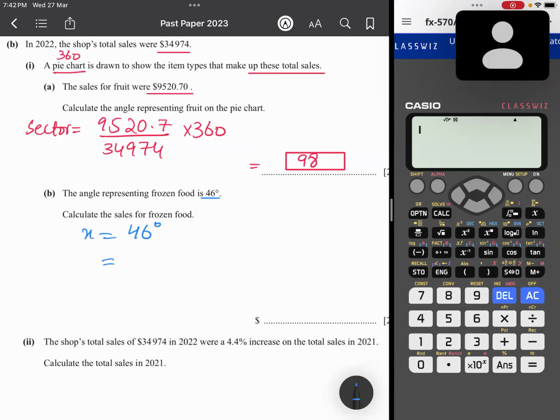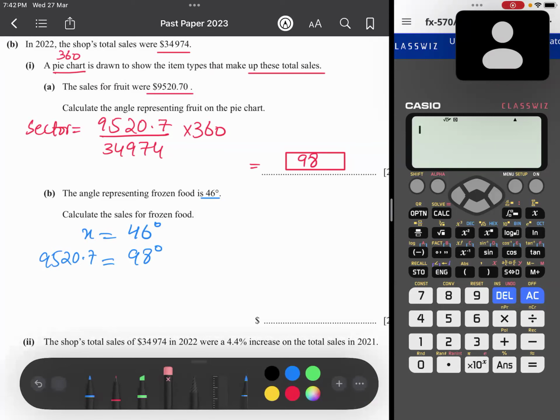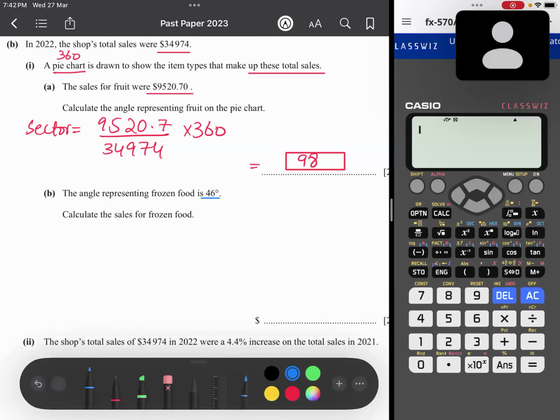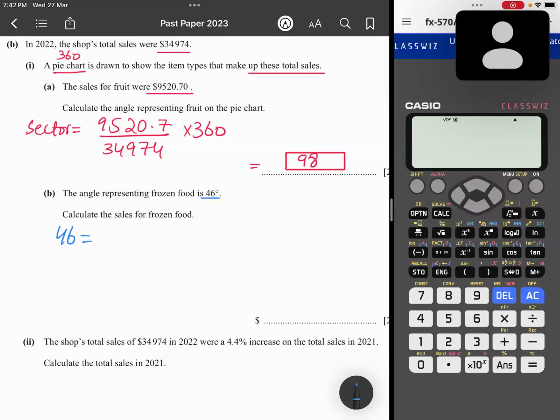Okay, so that's fine. So we have 98 degrees for what? Fruit. 9520.7. Cross multiplication. X is equal to 46. 9520.7 is equal to 98. Or you can use the question as well, or you can use the previous formula as well. That 46 degrees will be the answer.